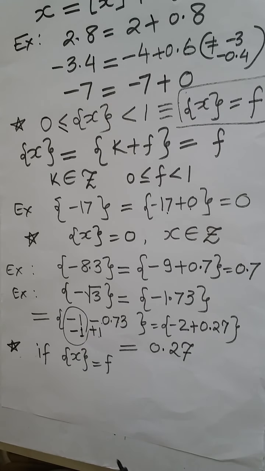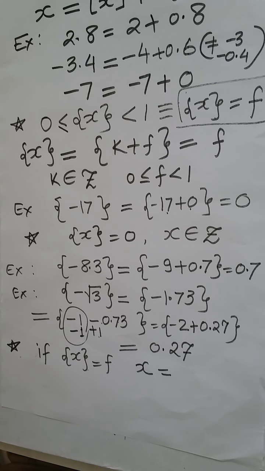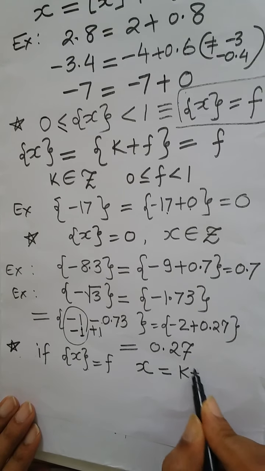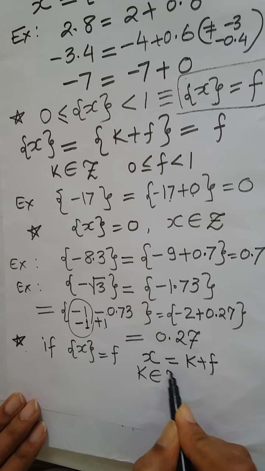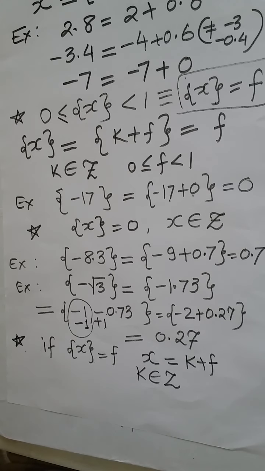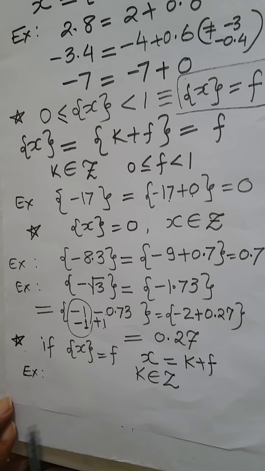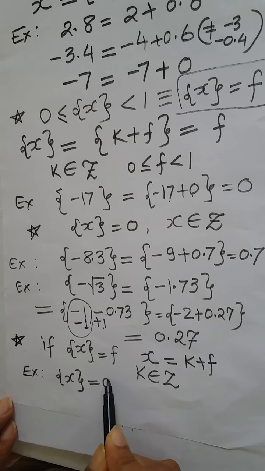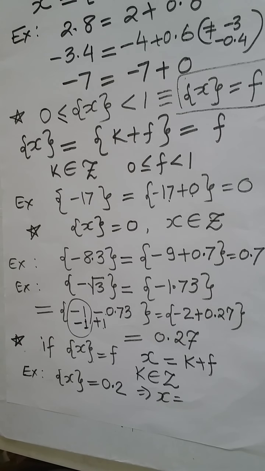In reverse, if suppose fractional x is f, then what is x? Obviously from here we can say that x is some k plus f, where k is some integer. For example, if fractional x is given as 0.2, then what is x? Is x a unique value, or can it have infinitely many values?